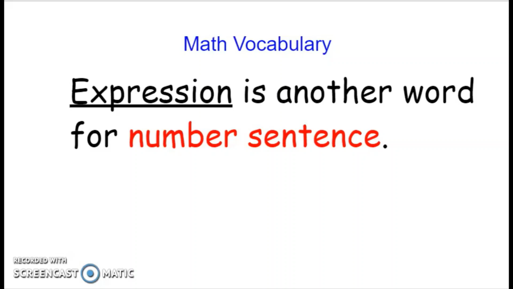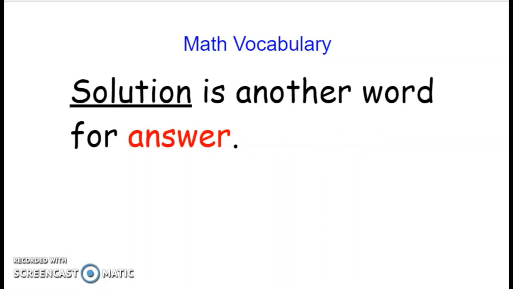Let's get started by reviewing our math vocabulary. Remember, expression is another word for number sentence. Solution is another word for answer.